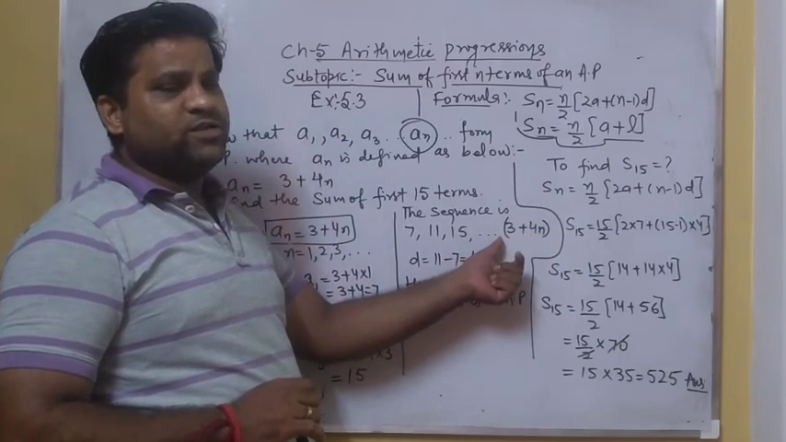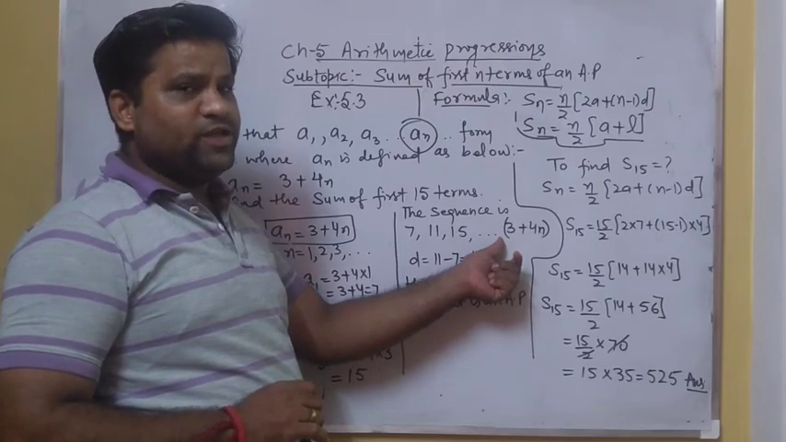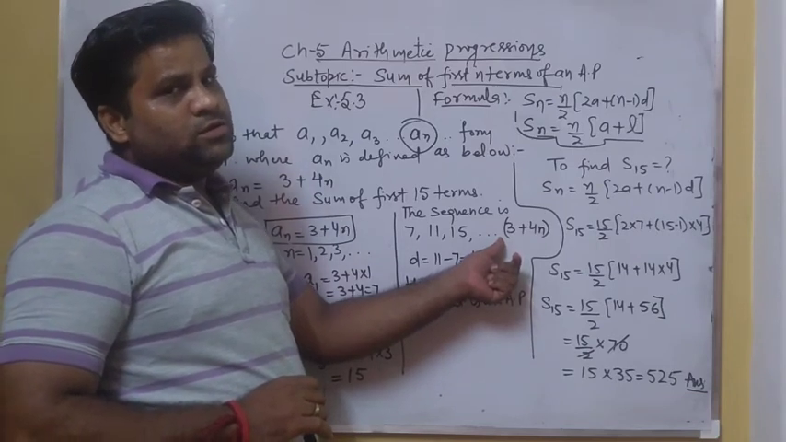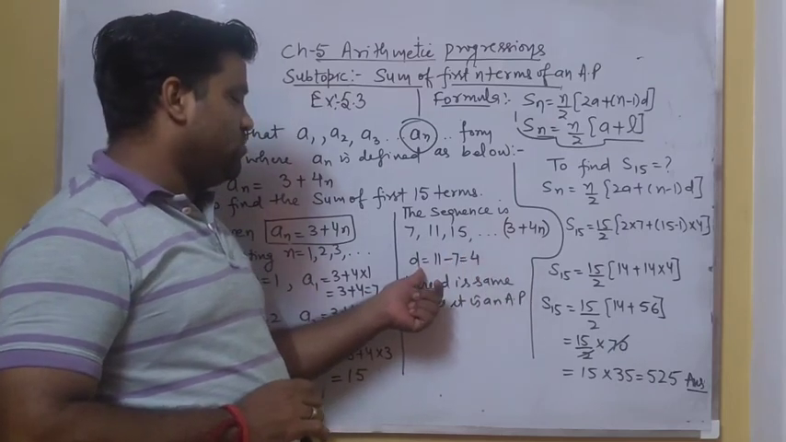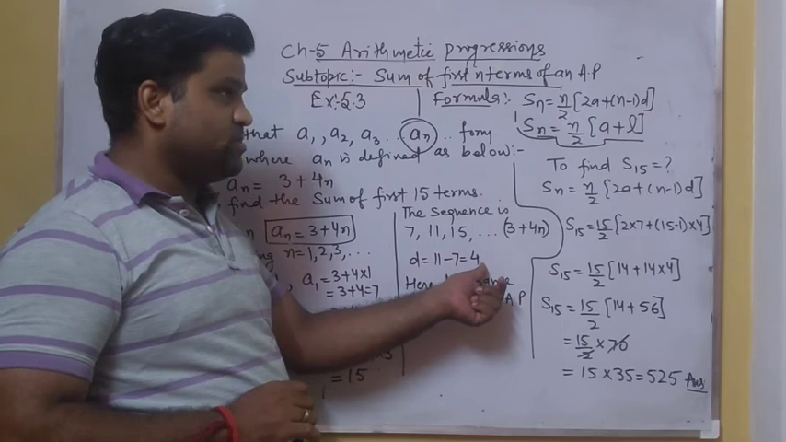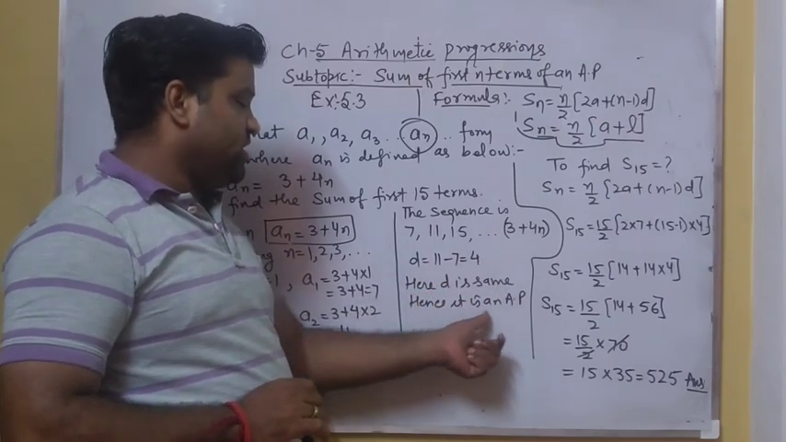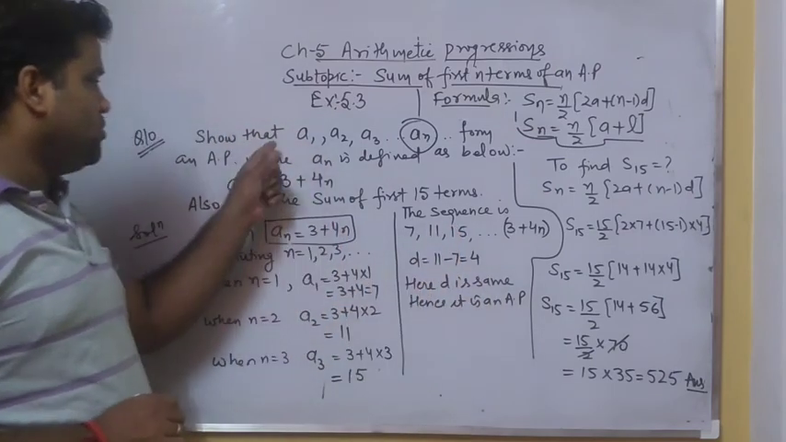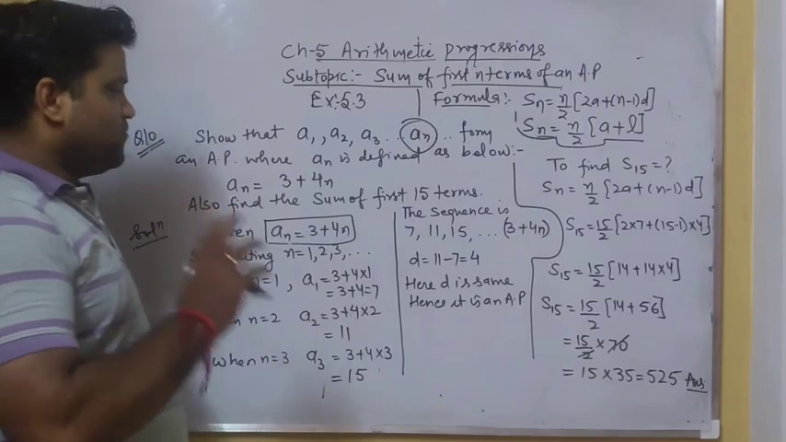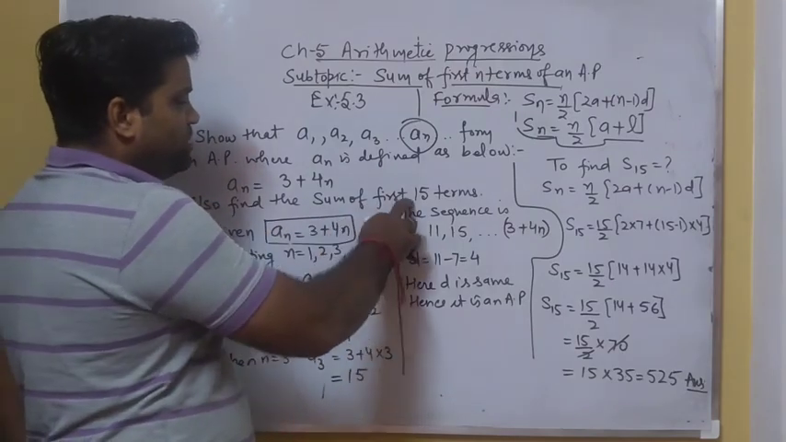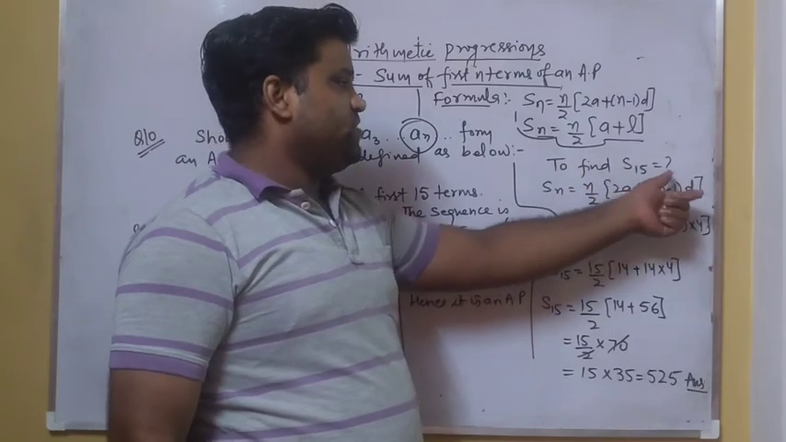As we have to prove that this sequence forms an AP, we have to find the common difference. If it is the same, then the given sequence is an AP. Here we find that the common difference is 4 between the terms, which is the same. So d is the same, so it is an AP. Here we have shown that the given sequence forms an AP. Now after showing that, we have to find the sum of first 15 terms.